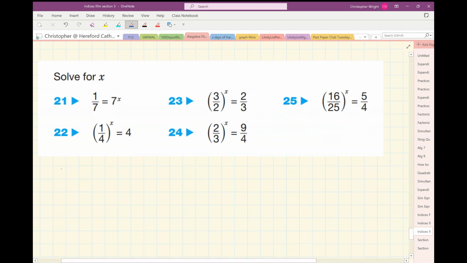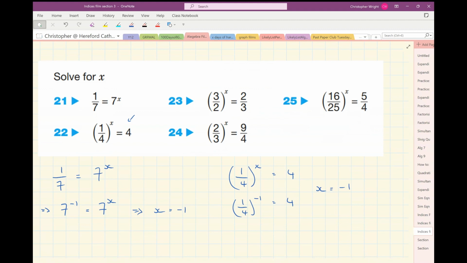Right, number 21, we've got 1 over 7, and that equals 7 to the power of what? Well, 1 over 7 is 7 to the power of minus 1. So 7 to the power of minus 1 equals 7 to the power of x, meaning that x equals minus 1. Let's look at number 22. We've got a quarter to the power of x equals 4. Well, a quarter to the power of minus 1 equals 4, doesn't it? So x is going to equal minus 1.